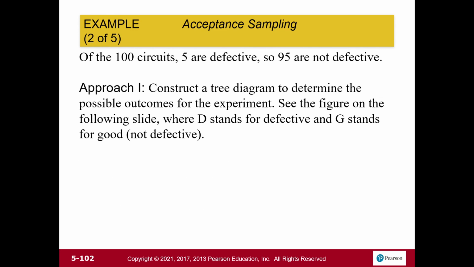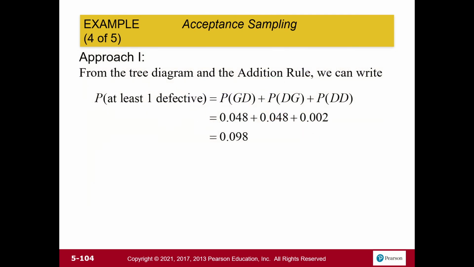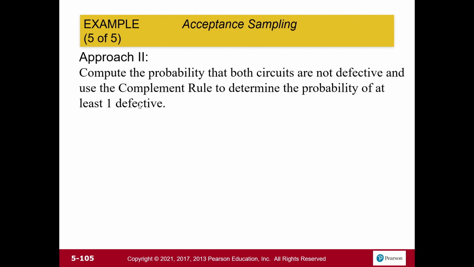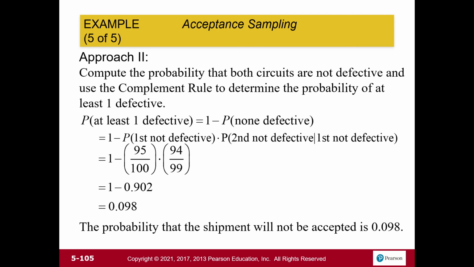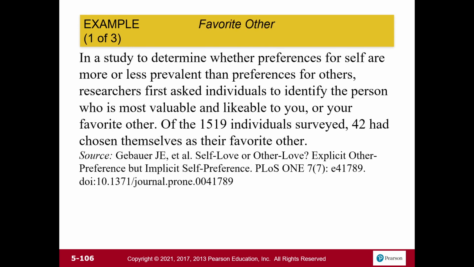Alright, here we go. So we're actually going to construct a tree diagram for this, and then we will add up those probabilities. Remember, at least one defective is not none are defective. There's another approach. We can do it this way. And then finally we have this.